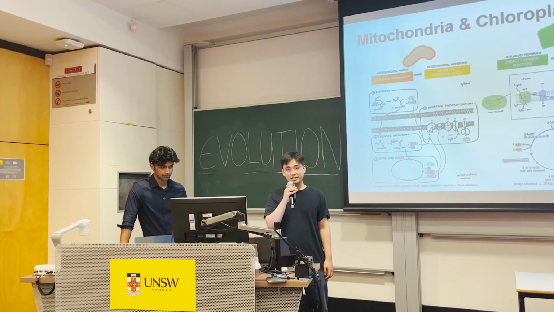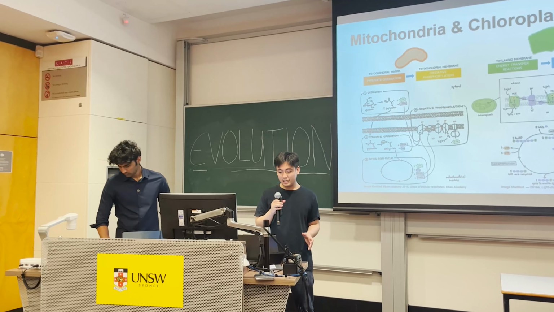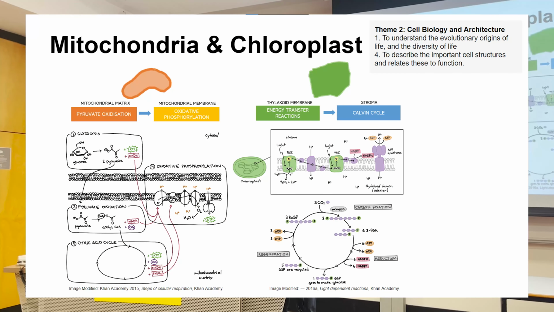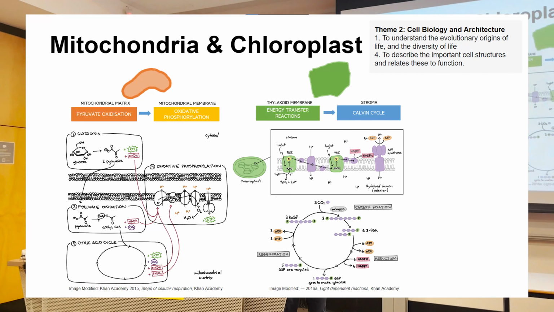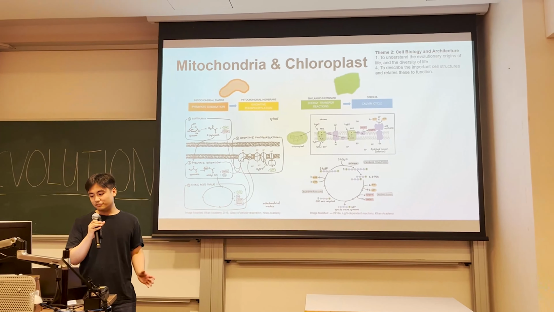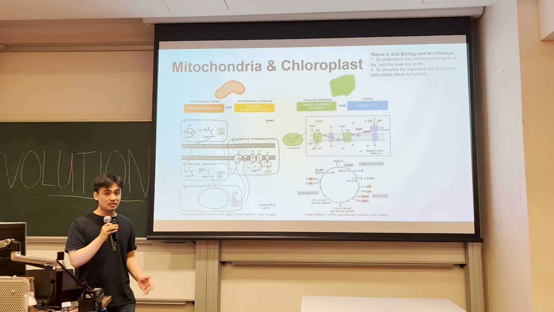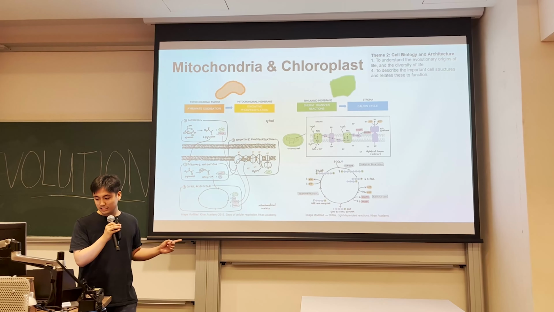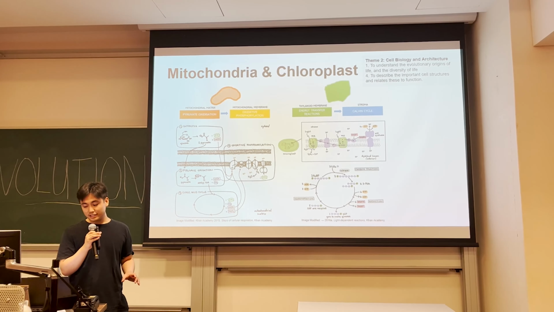So mitochondria and chloroplast's main function in the cell is in the synthesis of ATP as the main energy currency of life. So in the mitochondrial matrix, pyruvate is oxidized to acetyl-CoA, which is then used in the citric acid cycle to produce CO2, FADH, and NADH. FADH and NADH are then used in oxidative phosphorylation to generate a proton gradient across the mitochondrial membrane to synthesize ATP.